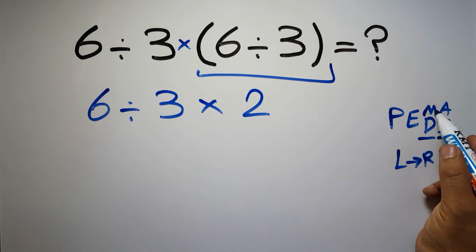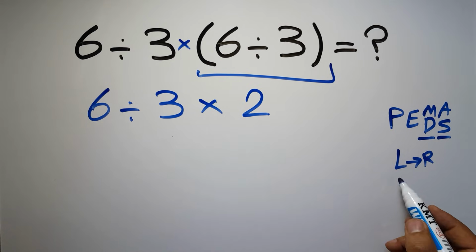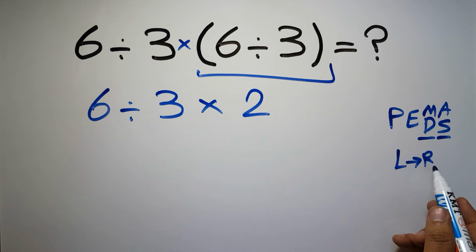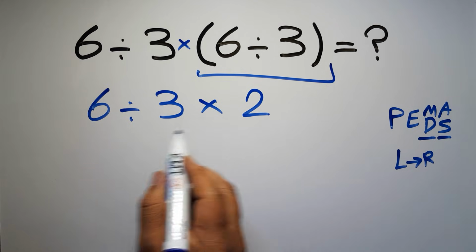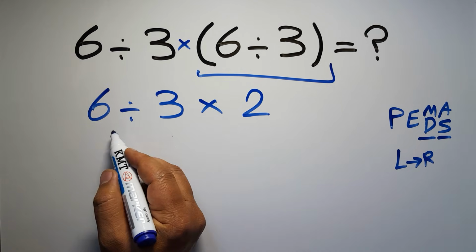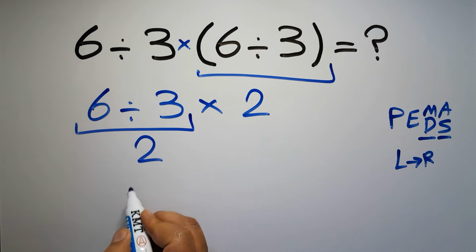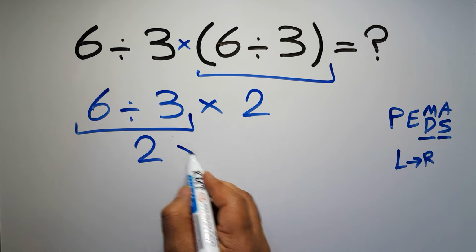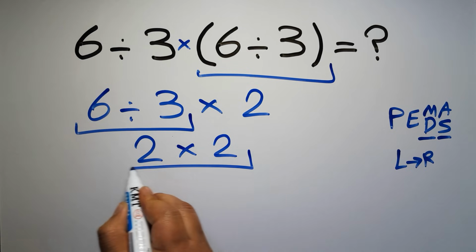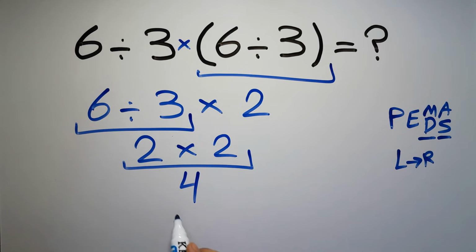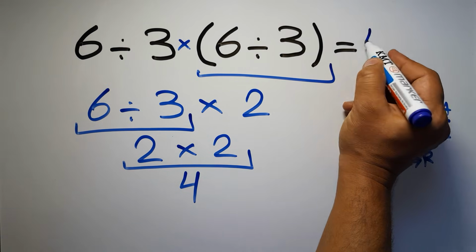As I said, multiplication and division have equal priority and we have to work from left to right. So here, first we have to do this division. 6 divided by 3 gives us 2. So 2 times 2, which equals 4. And this is our final answer to this problem. The correct answer is 4.